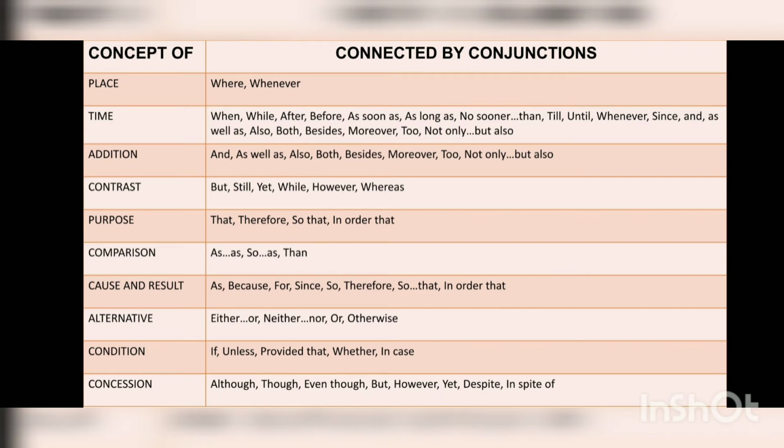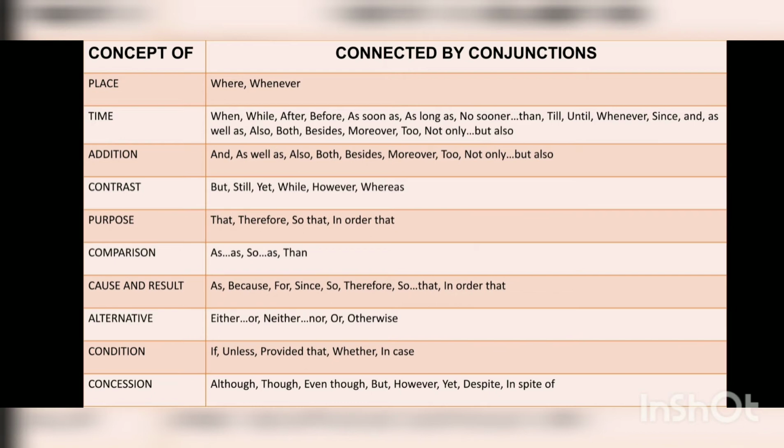Now moving on, there is addition. Suppose I want to add two sentences, so I can use and, as well as, also, both, besides, moreover, too, not only but also. In contrast, I can use but. See, suppose I say I like her but she's annoying. So here I am using it in contrast. There are two different feelings that are joined by a word. But, still, yet, while, however, whereas.